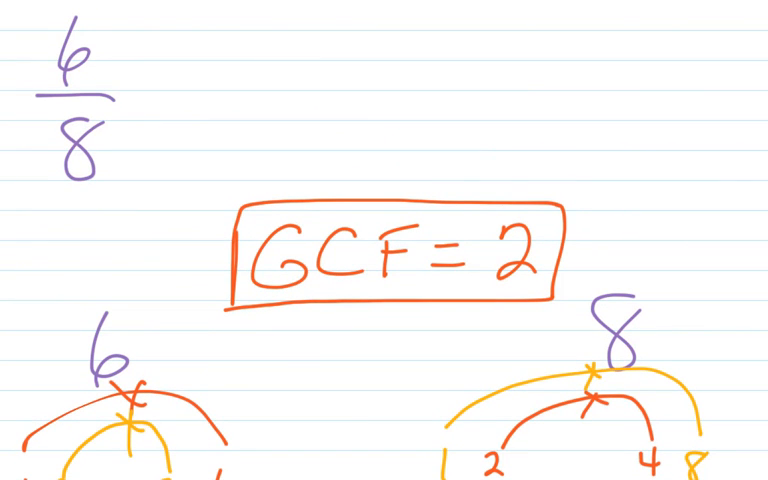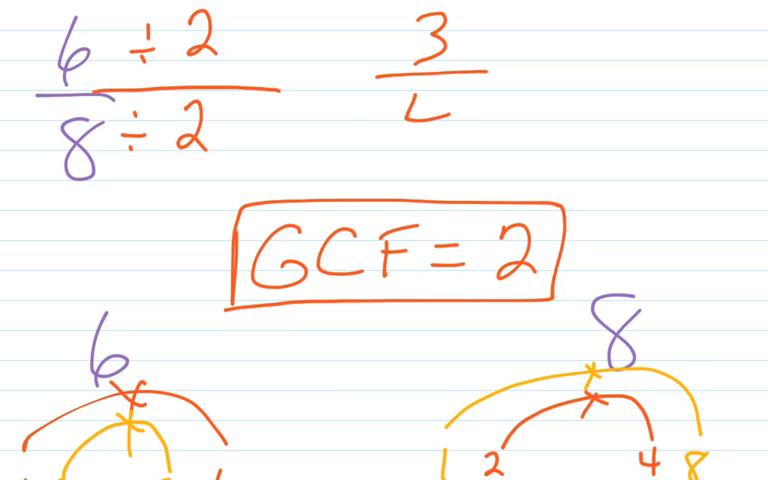So now, remember that we're trying to have fewer pieces but represent the same amount. So in order to do that, we have to divide. And what are we going to divide by? We're going to divide by 2. And whatever we do to the numerator, we have to do to the denominator because we want to represent the same amount. So 6 divided by 2 is 3. 8 divided by 2 is 4.